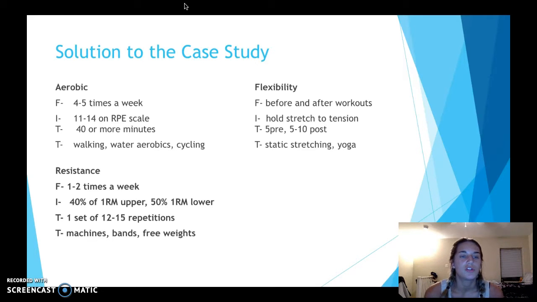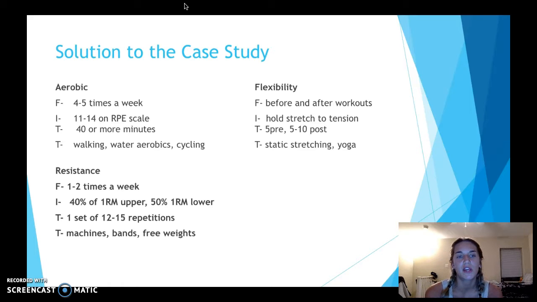For aerobic, Judy should exercise 4 to 5 times a week, again at 11 to 14 on an RPE 20 scale, for 40 or more minutes. That can be broken down into four 10-minute sessions, two 20-minute sessions, or one 40-minute session. Types include walking, arm aerobics, and cycling. She can run if she'd like, but that causes a little more stress on the joints.